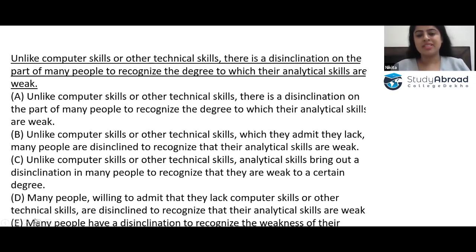So the name itself is suggestive that you have to correct the sentences. Now, how can we correct the sentences is what we are going to look at. For that, I will be discussing a few of the pointers that we need to keep in mind before actually jumping onto the questions.